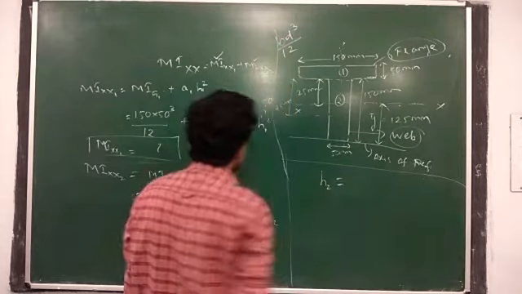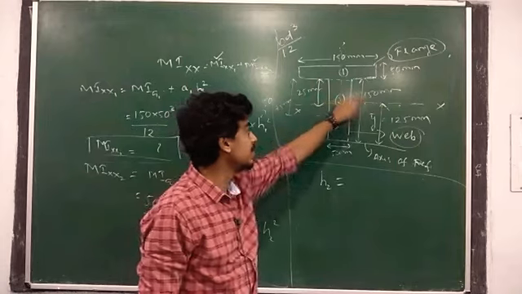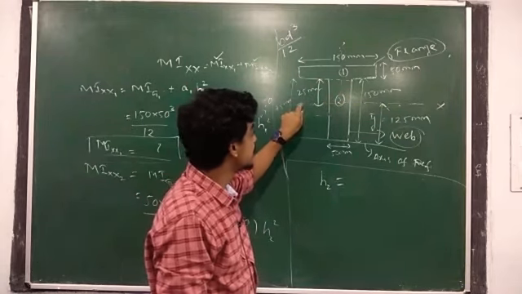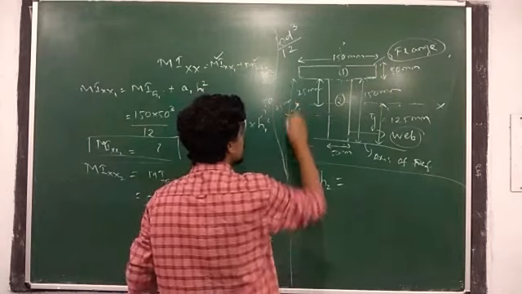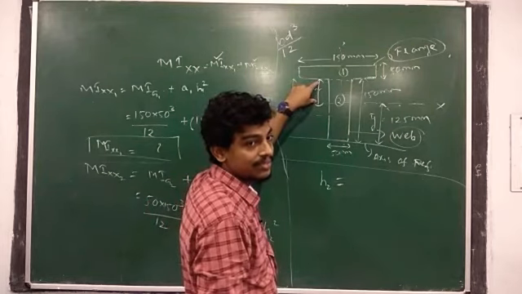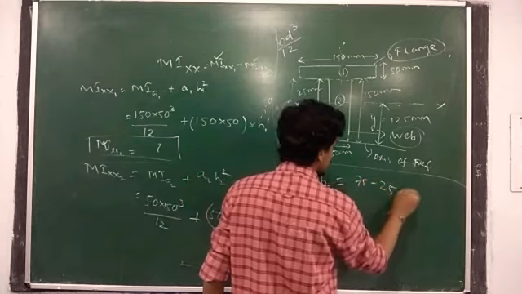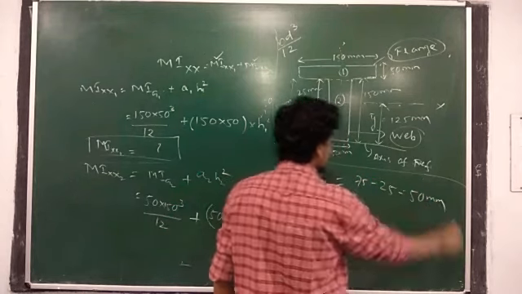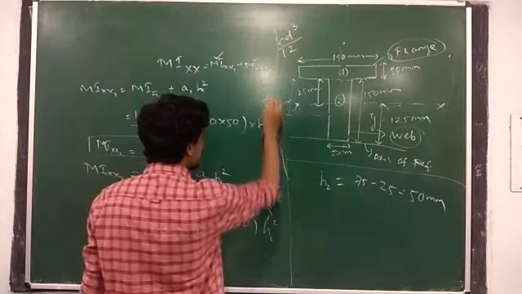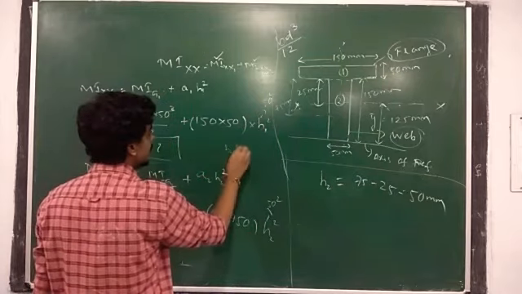Means the central axis of the area where we are taking. Total is 150, so half will be 75, and our axis where it should be calculated, this is xx axis. Don't get confused, it is xx axis. Total is 75 minus 25, so it will be 50 mm. So 75 minus 25, it should be 50 mm. So put the value here, 50 whole square. Here also 50. h1 is 50 and h2 is also 50.